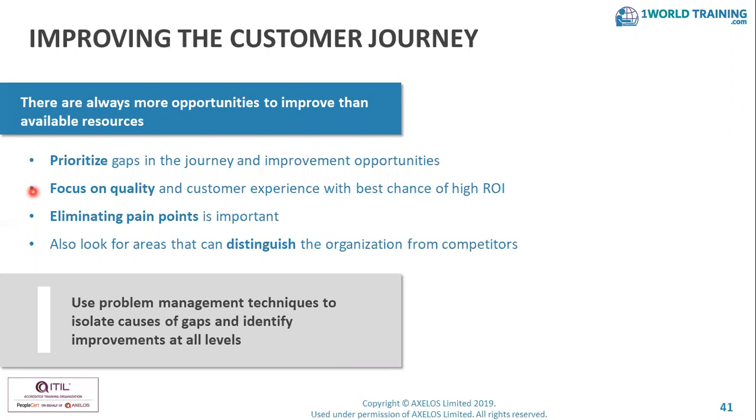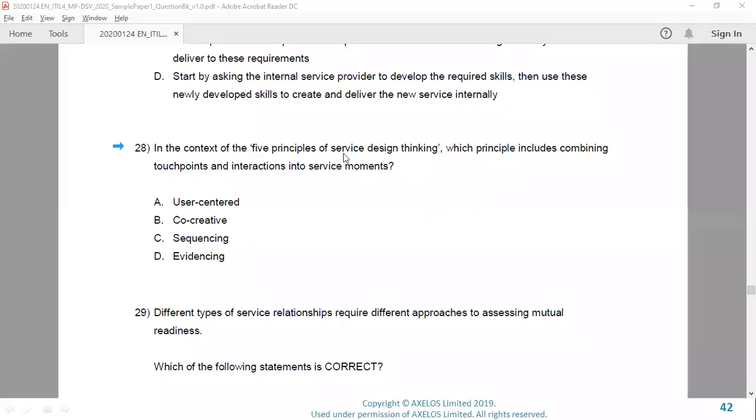Quality remains the key focus area. Customer experience as well, wherein the best chances of high ROI, return on investment, is important to be considered. Eliminating pain points is also important, and look for areas which can distinguish the organization from its competitors. Problem management techniques may be used to isolate and determine the causes of issues and use them to identify the improvements at all levels. Let us now practice another sample question based on our learning.